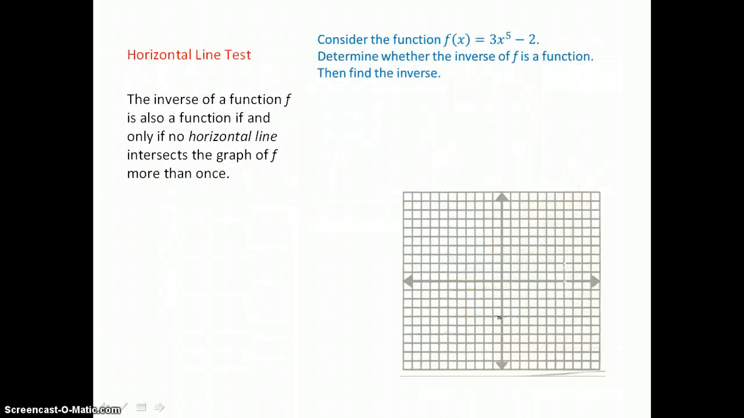In this last example, we want to consider the function f of x equals 3x to the 5th power minus 2 and determine whether the inverse of f is a function. Then find the inverse. So, to determine that, we will make a table of values and graph f. We know that it is odd degree, so it's going to have opposite behavior left and right. And we also know that it has a positive leading coefficient, so it's going to rise to the right.